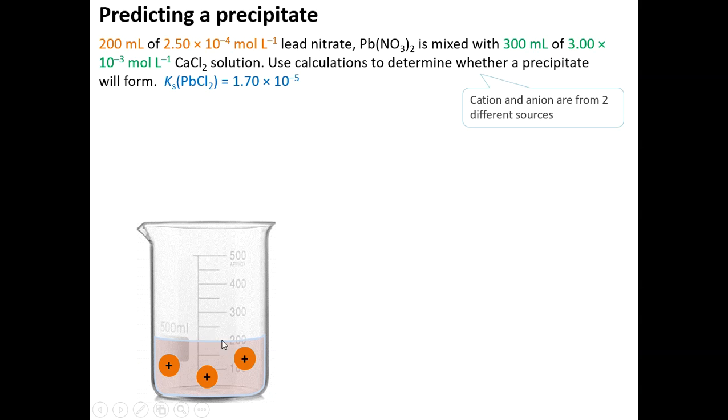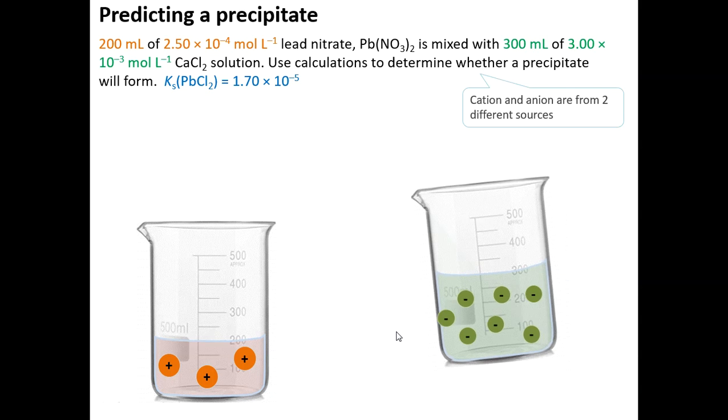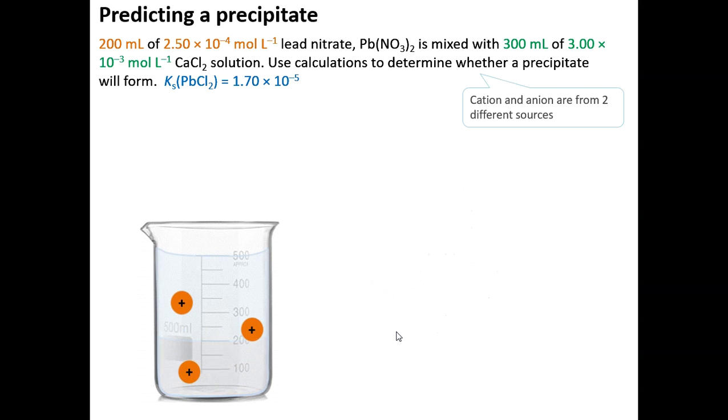So here's 200 milliliters of my lead solution, and here is 300 milliliters of my chloride solution. If I now mix them, we're going to get a 500 milliliter solution. And I hope you can see that our lead solution is now more dilute. Can you see these particles are further apart? I've just ignored the chloride so you can see this clearly.